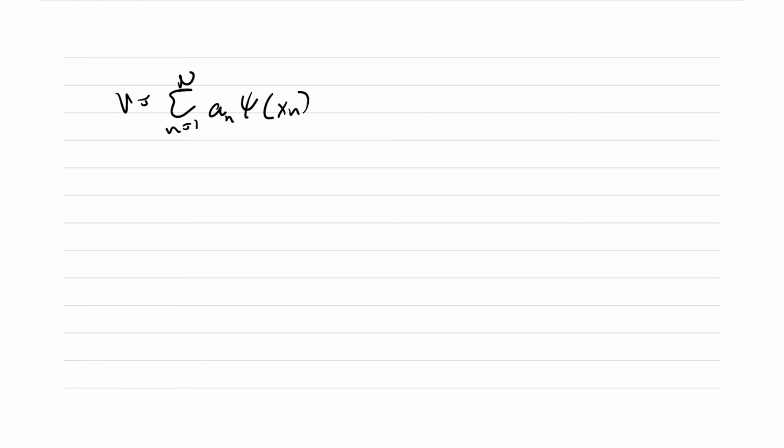And so then we can go ahead and feed that back in. And this is what we end up getting. So we have that C times V should be equal to lambda V, but now we have that C times the sum of a_n times psi at x_n should be equal to lambda times the sum of a_n times psi at x_n.